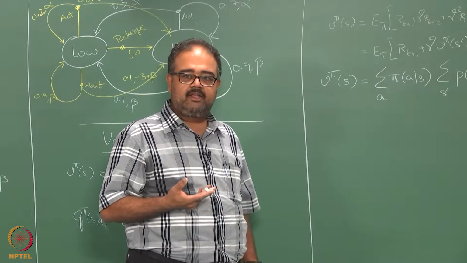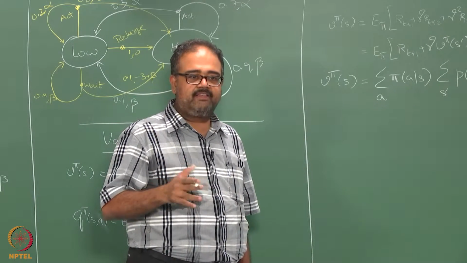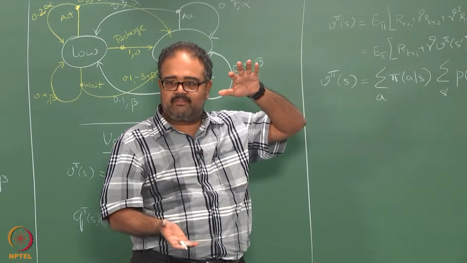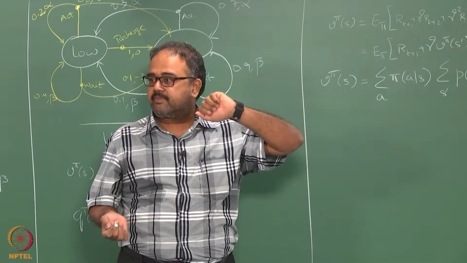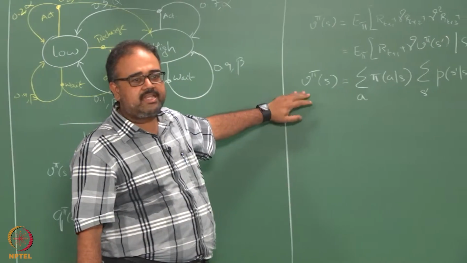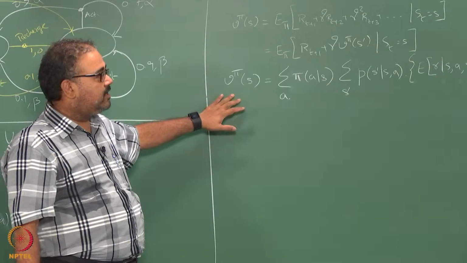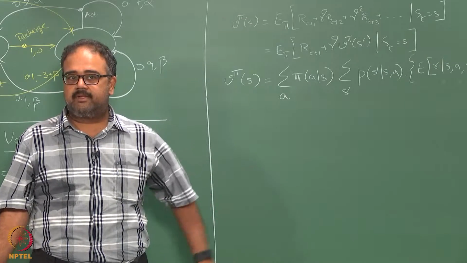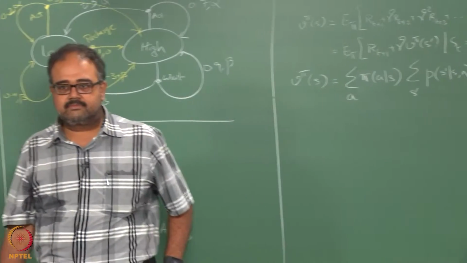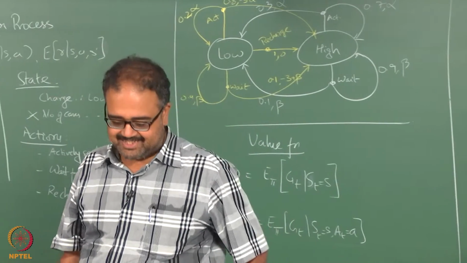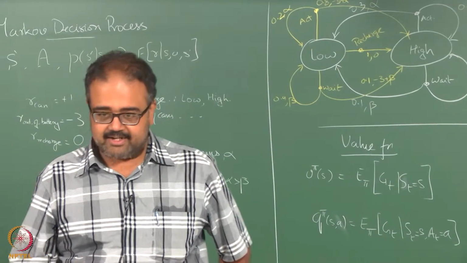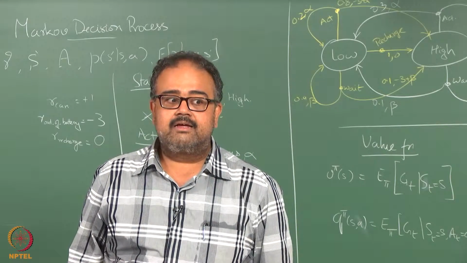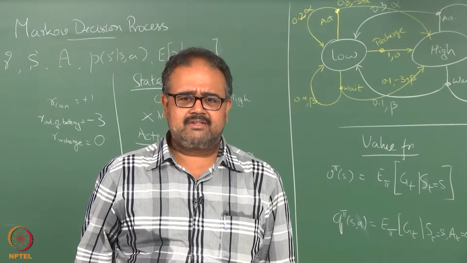And what is the variable here? V pi of S is the variable, right? So instead of thinking of it as a function now, I can think of it as a collection of variables, one for each state. I have n such equations and n such variables. And can I solve it? It's linear, right? N variables, n equations.